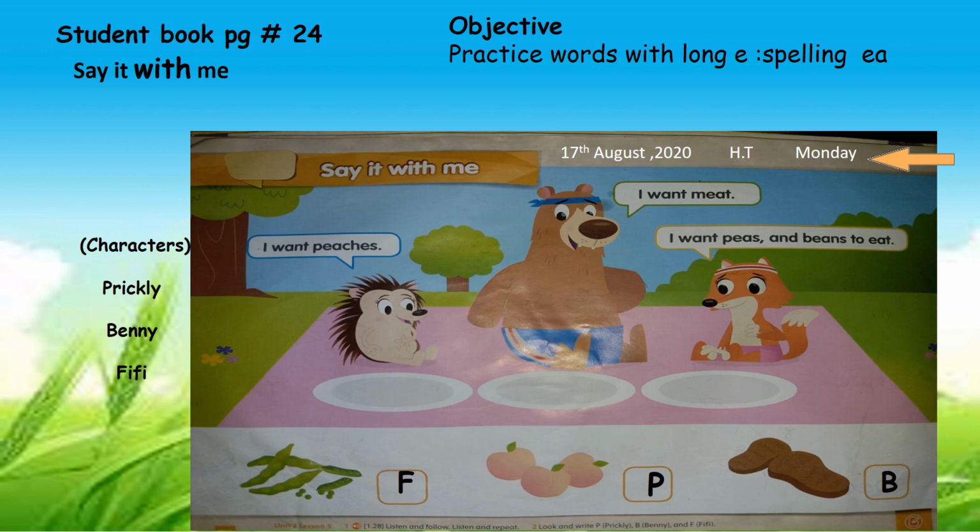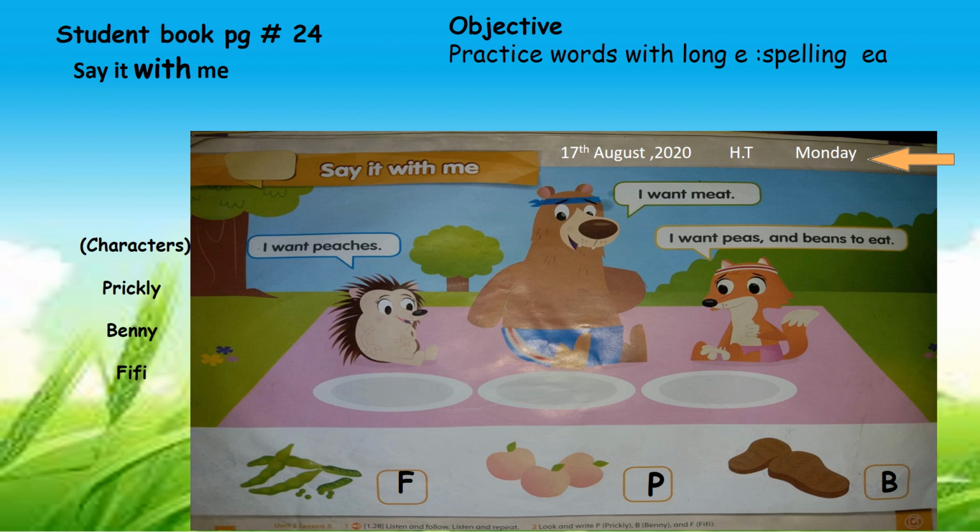Now children, on this page, what you have to do, first you have to read the Prickly speech bubble with me. Now start reading. I want. W-A-N-T, want. I want peaches. P-E-A-C-H, peach. E-S, peaches. I want peaches.